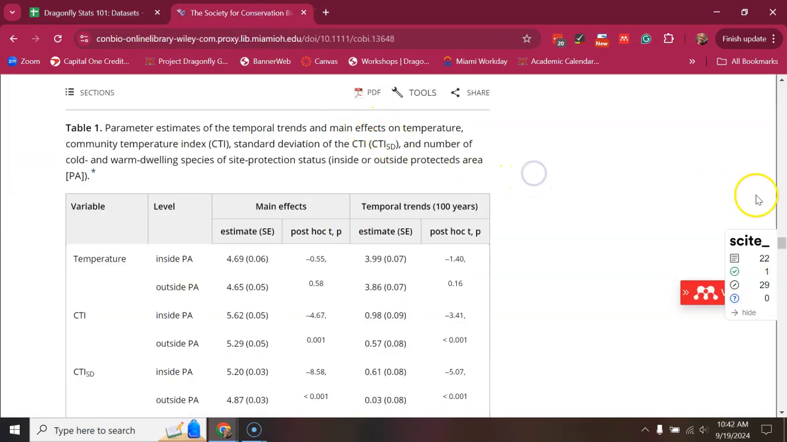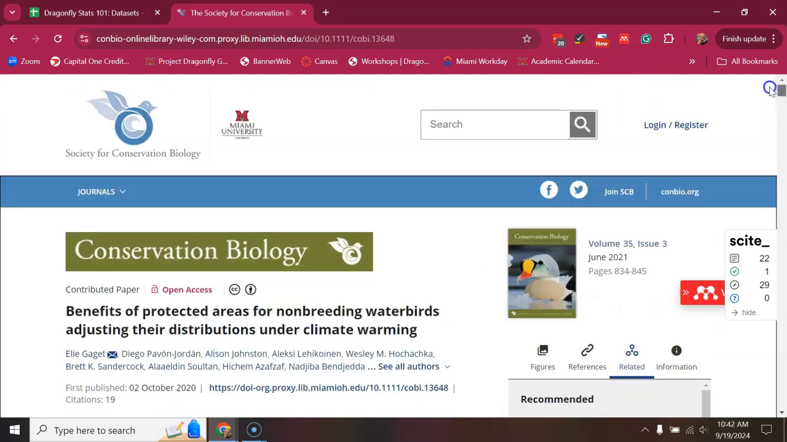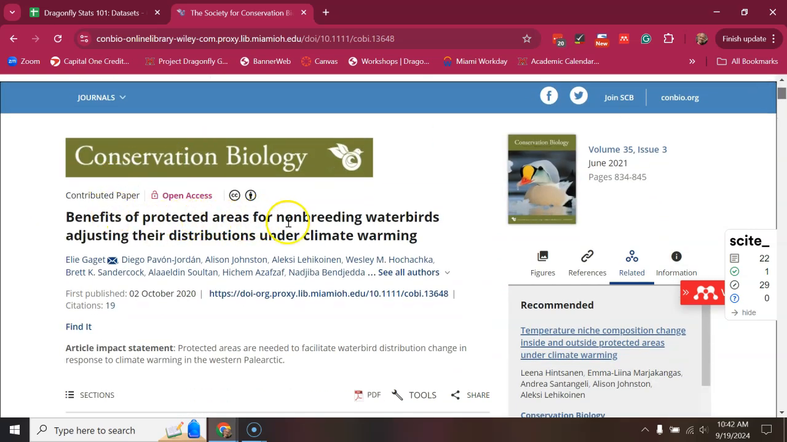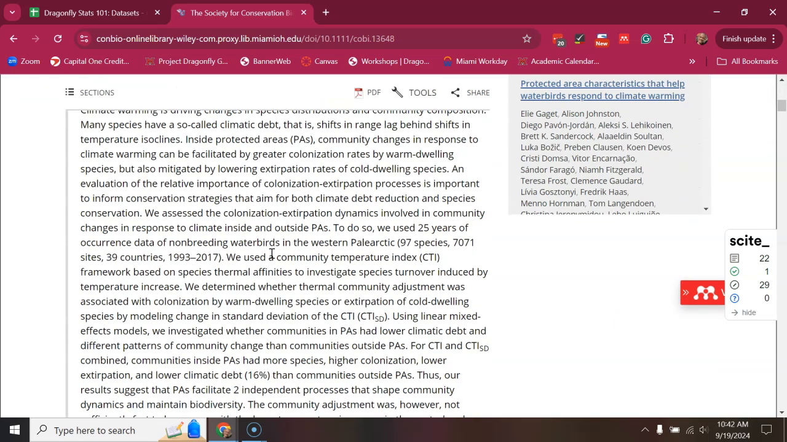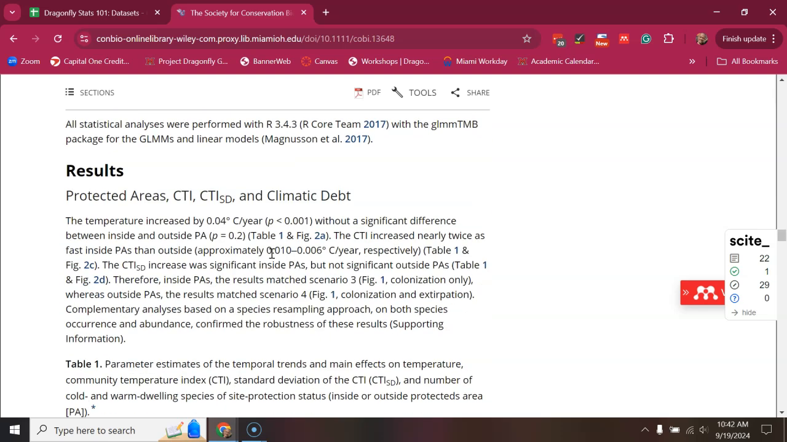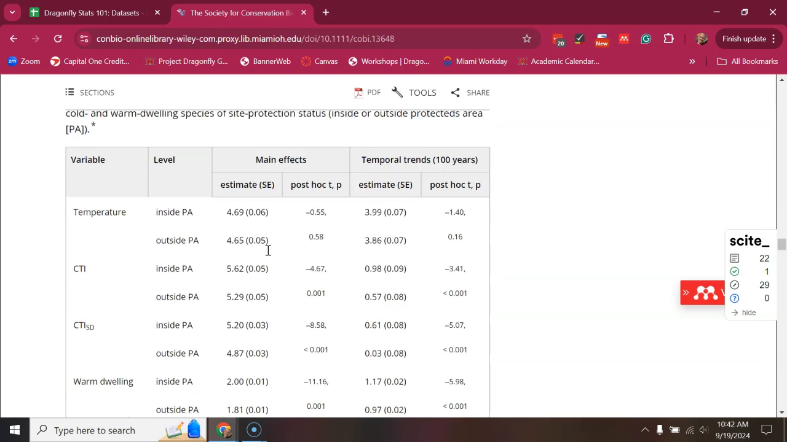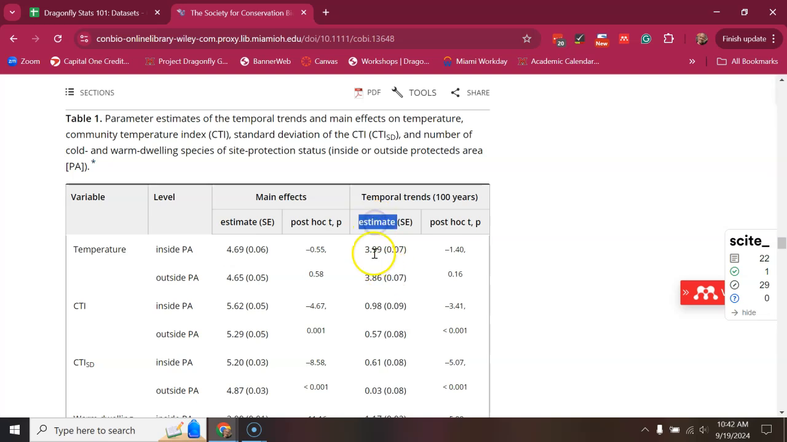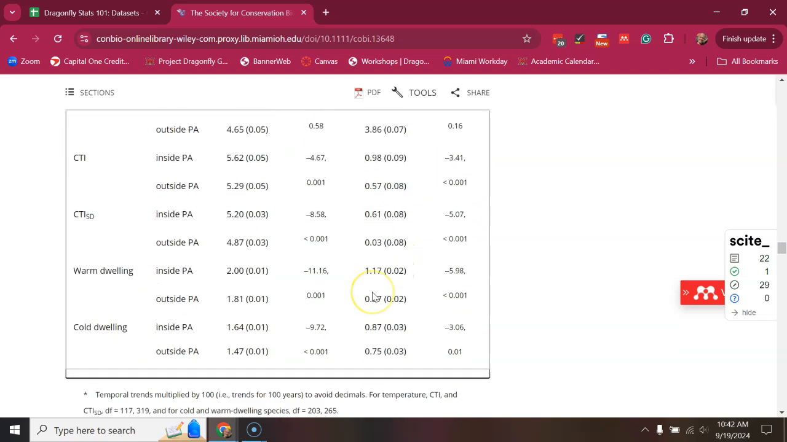The final thing I want to mention is when you go into scientific papers, such as this one, called The Benefits of Protected Areas for Non-Breeding Water Birds Adjusting Their Distributions Under Climate Warming. When you scroll down and look at different figures and tables, you are going to see representations of measures of central tendency, like an estimate number, and then in parentheses they might say something like SE. Well, that stands in this case for standard error. So they're giving you a measure of the variation around this average or this estimate. You might also see SD, and that would be standard deviation.